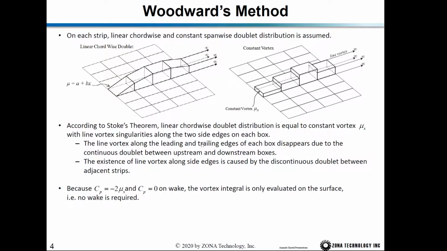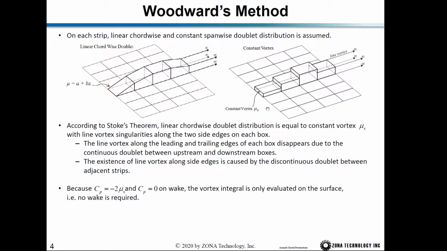And in Woodward's method, the doublet distribution is assumed to be linear along the chordwise, and it's constant along spanwise. So if you convert the doublet to vortex, on each panel the vortex strength is constant, and because it's constant doublet along the spanwise, on each strip you have two line vortices. Because the doublet is continuous along the chordwise direction, the line vortex between the two adjacent panels, upstream panel and downstream panel, cancels out. So there's no line vortex, only two line vortices on the right hand side and on the left hand side of each strip.